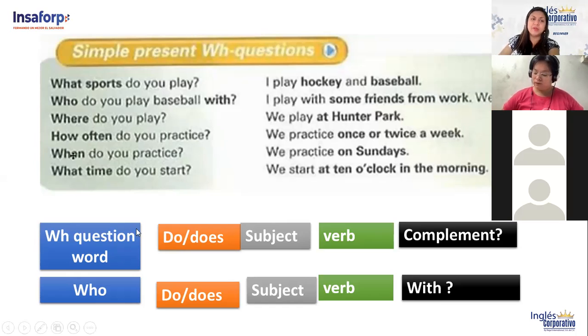So remember, WH question word, auxiliary, do or does. Remember that this is important. Also, as you were making negative questions, it would be negative. Let me see if I can add that.